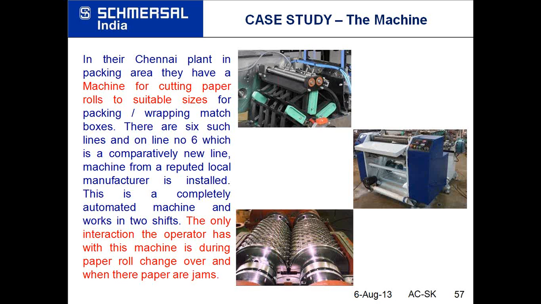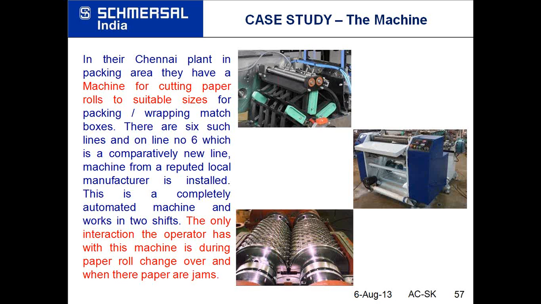There are 6 such lines in that Chennai plant. And line number 6 is a comparatively new line. That means the machine is new, but it is from a reputed local manufacturer. This is a completely automated machine and it works in 2 shifts.